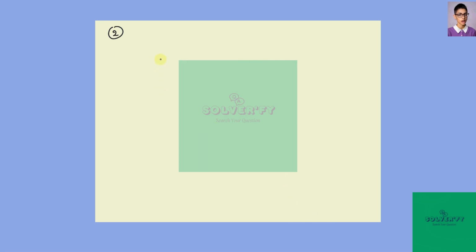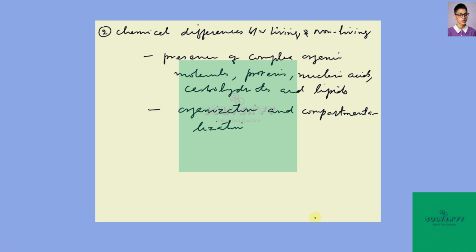Another question is, what are the basic chemical differences that distinguish living from non-living systems? The basic chemical difference that distinguishes living from non-living organisms is the presence of complex organic molecules such as proteins, nucleic acids, carbohydrates, and lipids. Further, living organisms possess a high degree of organization and compartmentalization with specialized structures called organelles that perform specific functions.